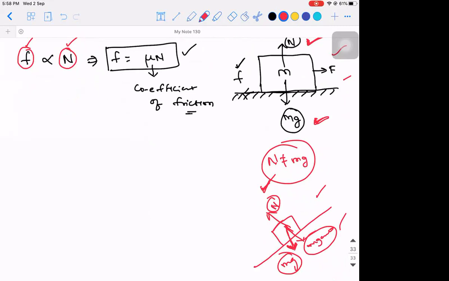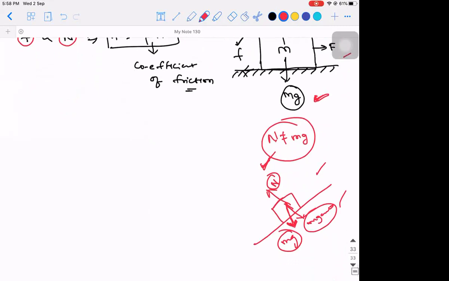Are you able to understand? So this is a very, very important point, where mu is called the coefficient of friction. And how can you write mu as?